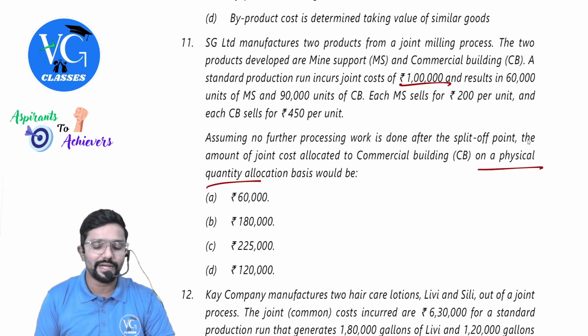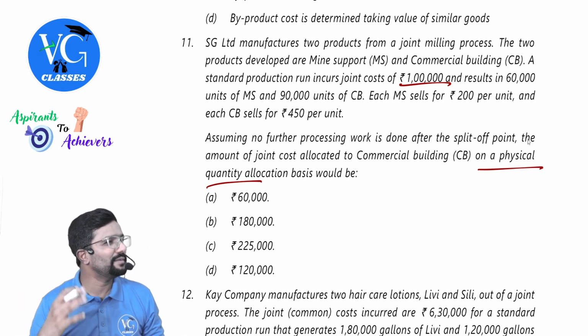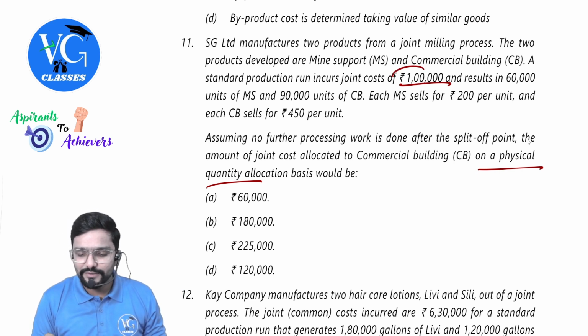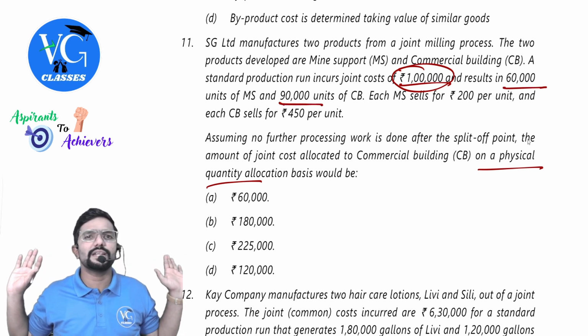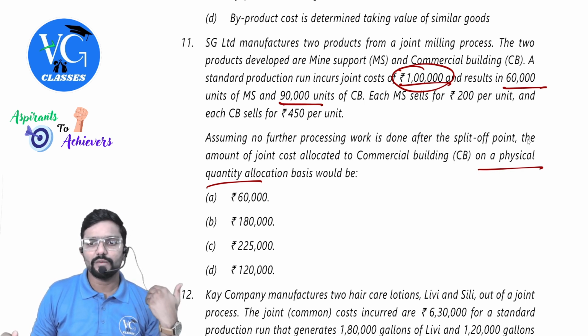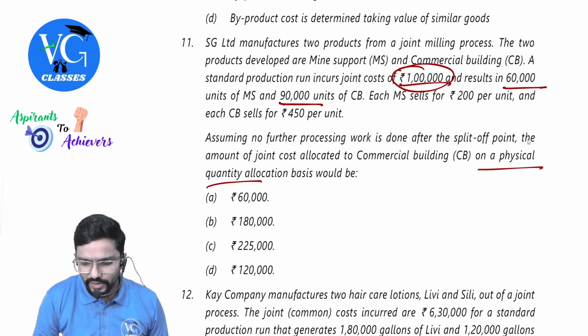Look at the beauty. They have asked based on the physical unit method. But why did they give selling price and all? Maybe just to confuse you. Clear? Yes. Sir, for us only the 1 lakh joint cost and 60,000 and 90,000 is enough. I can calculate the answer. Okay, for whom? Commercial building. What is the CB's? So it is 90,000. So 1 lakh is the total joint cost, guys.